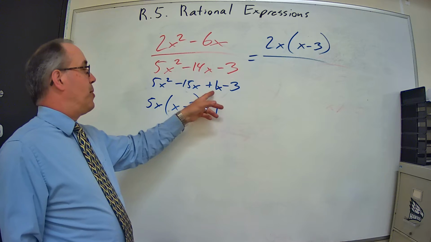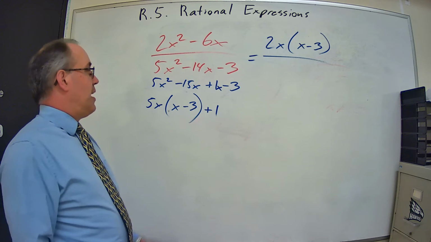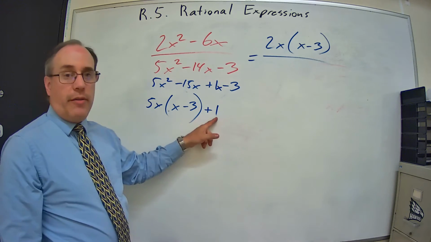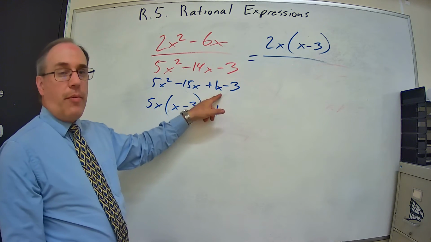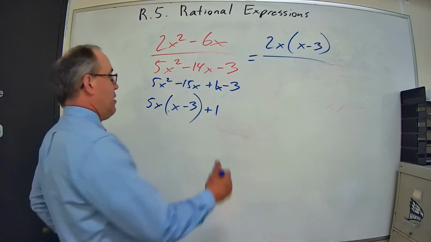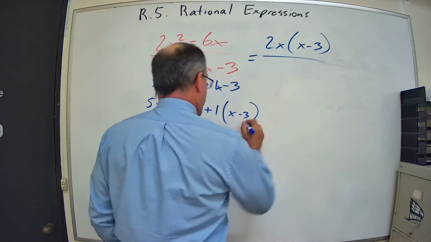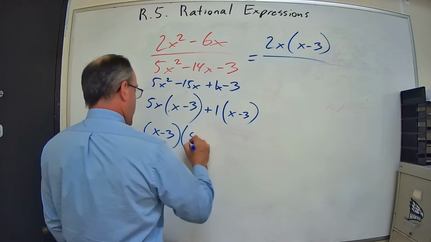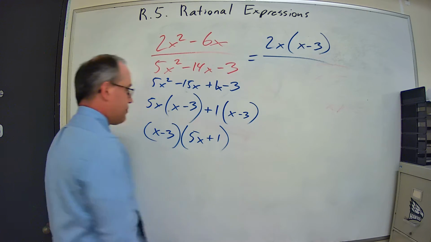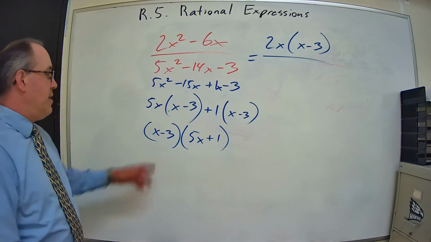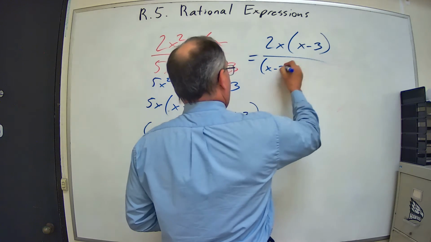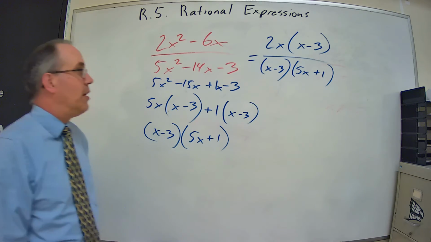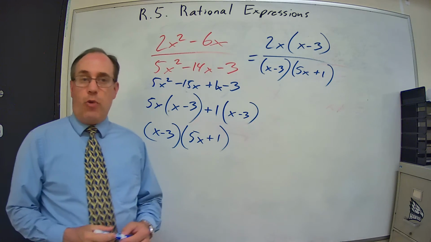It's a common mistake for people to go, oh, there's nothing in common, and they just go plus and they put their x minus 3 in it. You need that 1. So you're always going to pull out a common factor, even if it's just 1. Leaving us with x minus 3. Therefore, we have a common factor of x minus 3, and that leaves us with 5x plus 1. Okay, so we have x minus 3, 5x plus 1. So now we can find the domain.